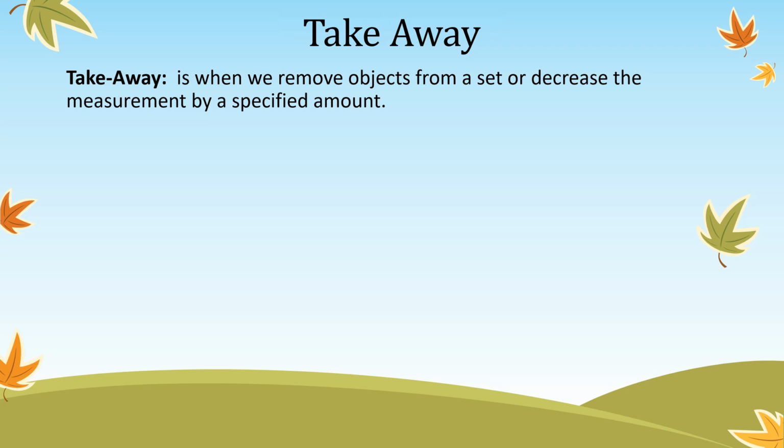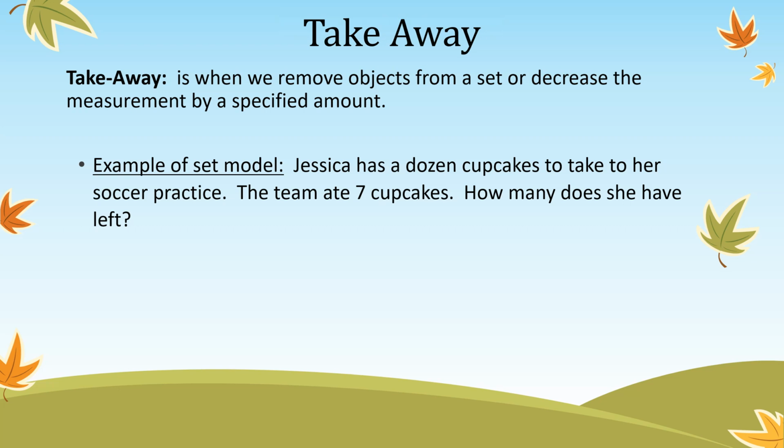So the most common thing that people will say is that subtraction is like taking away. Well, it is not always just taking away, and I'll show you what that means. So taking away is when you remove objects from a set or you decrease the measurement, right? So there's 2 ways that we see these quantities, either in a set model or in a measurement model. And here's what I mean by that.